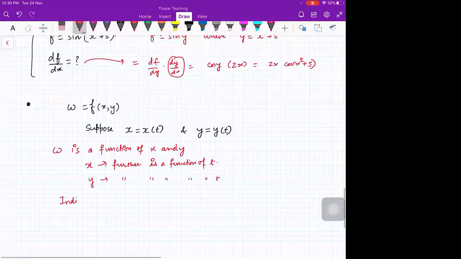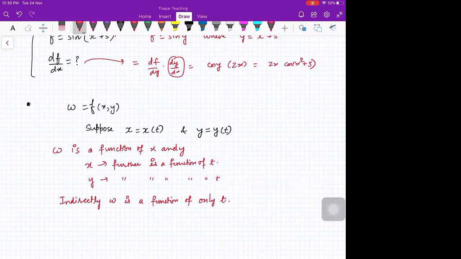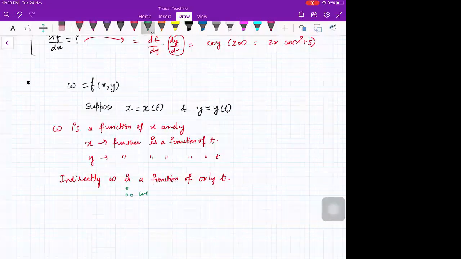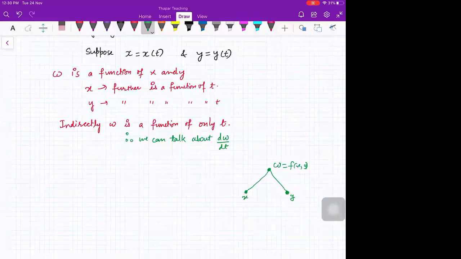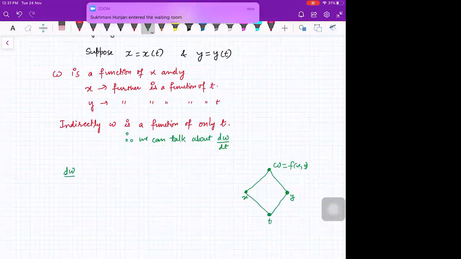Then indirectly, w is a function of only t, right? Can you see this thing? Ultimately, w is a function of one variable, that is t. Therefore, we can talk about dw by dt, derivative of w with respect to t. So this is a situation that you have w is a function of x and y, right? Then x is further a function of t, and y further is a function of t, right? So we have to compute dw by dt, derivative of w with respect to t. So what will be that?